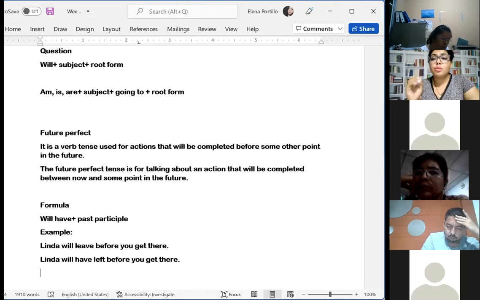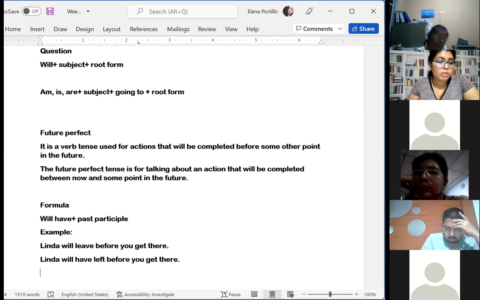So in that case, when we have a specific time to end the action, we are going to use the perfect tense, the future perfect tense. But if we don't have this deadline or a specific time to end the action, we are going to use the simple future. The deadline can be very specific, 8 o'clock, for example, or it can be like next week, but we need to have a time.